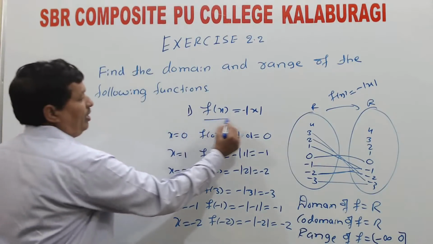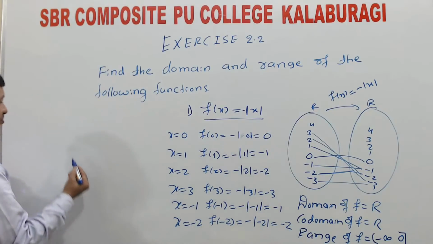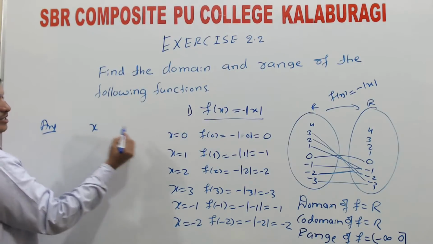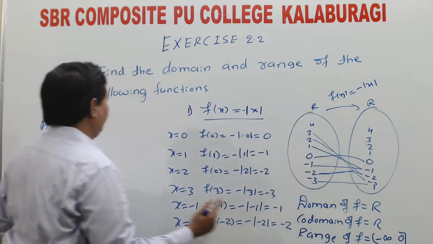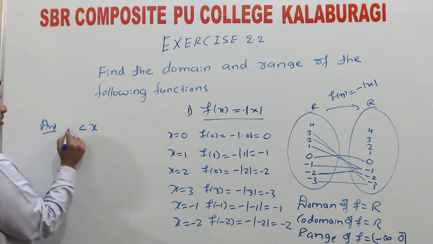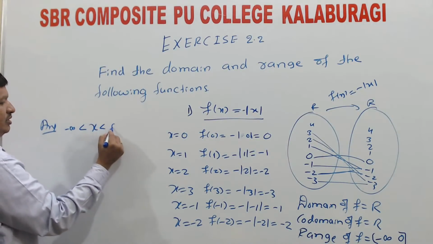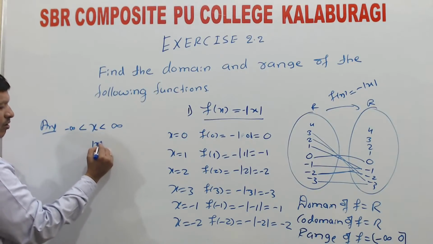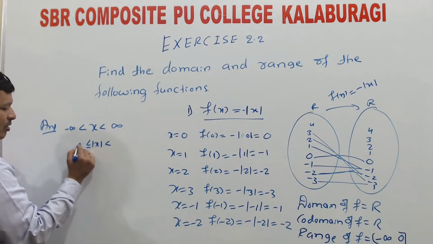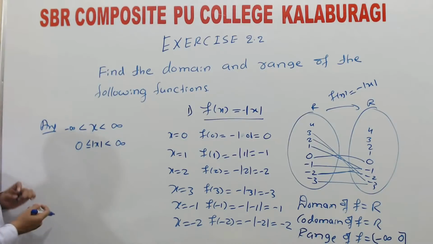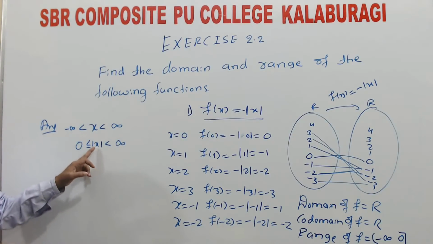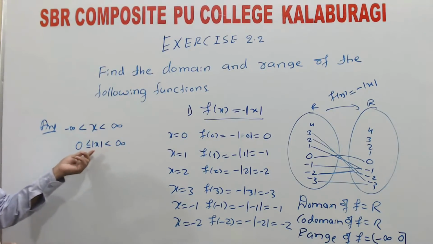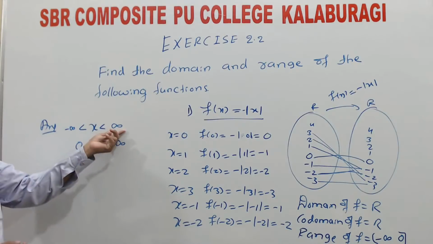Okay, find the domain and range of this function. See here. First, take x as the domain. Domain means what? Minus infinity to plus infinity. So, minus infinity to plus infinity. Okay, now mod of x should be 0 to infinity. Why? Because mod means it is always positive. If you take mod, all negative real numbers also become positive. That is why x lies between minus infinity and plus infinity.